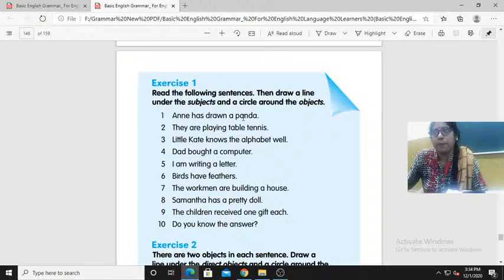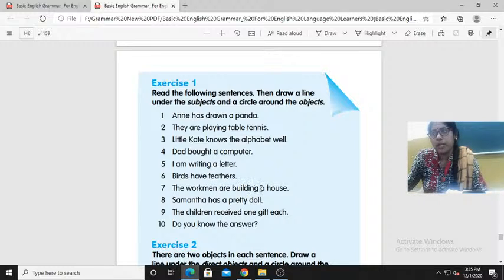Yes, first one, a panda is an object. Next one is table tennis. Table tennis is an object here. Little Kate knows the alphabet well. So here well is not an object. Which one is the object? Of course the alphabet. Next is Dad bought a computer. A computer is the object here. Next, I am writing a letter. A letter is the object. Next, birds have feathers. So feathers is an object.